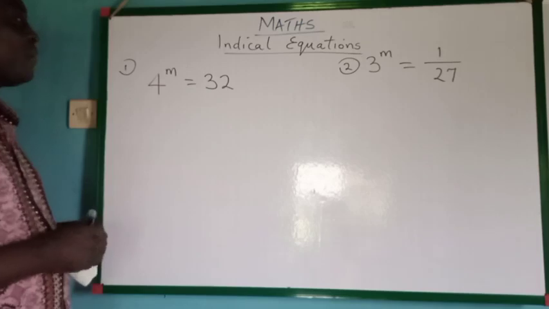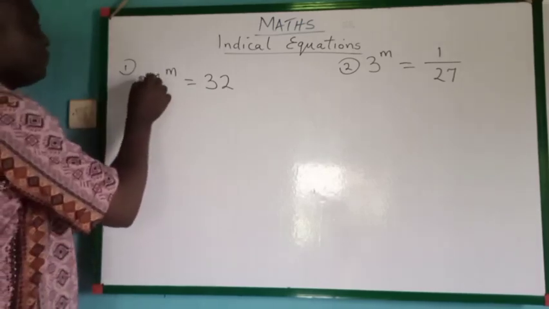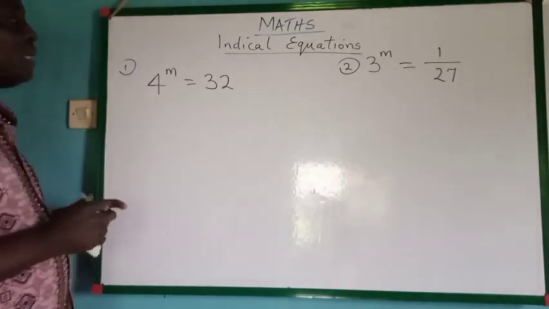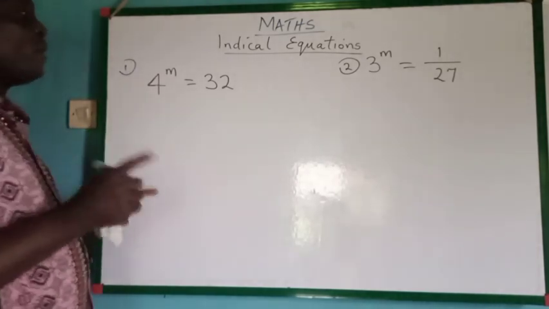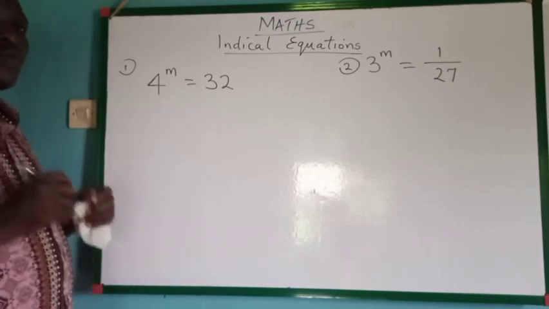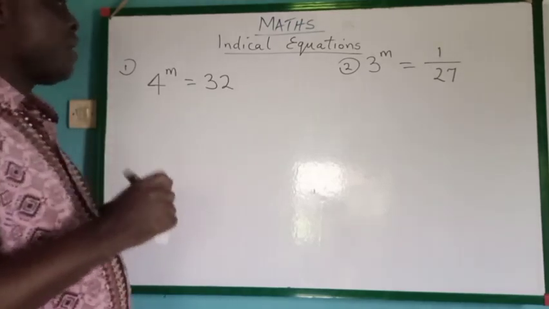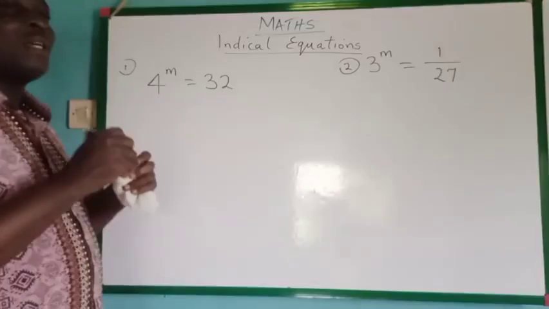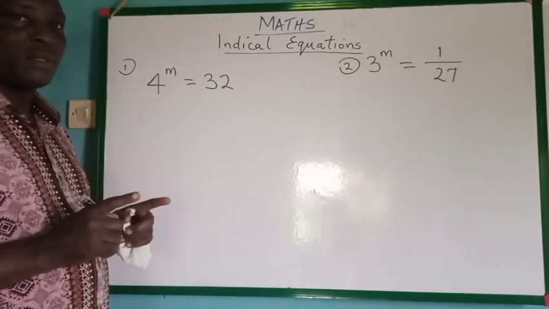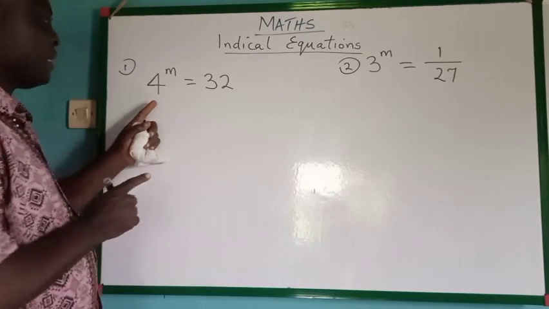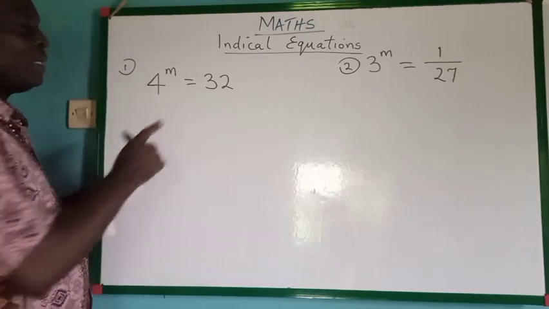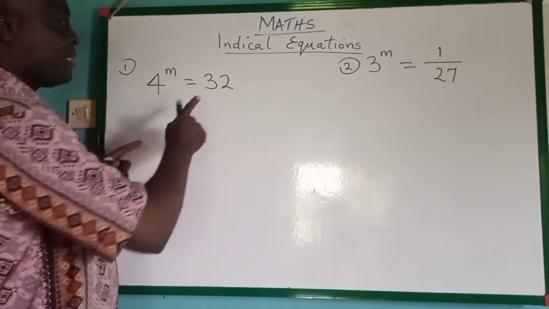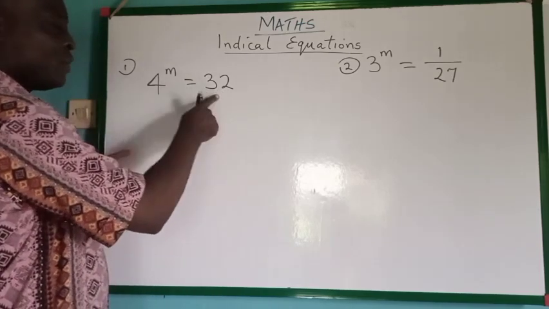The first one that we have here is 4 raised to power n equals 32. Like I told you last time, when you have indicial equations, the first thing that will come into your mind is how can I express both the left hand side and the right hand side to have the same foundation number. Here on the left hand side we have 4 as foundation number, here we have 32. Is there a way that we can express 32 to have 4 as foundation number?